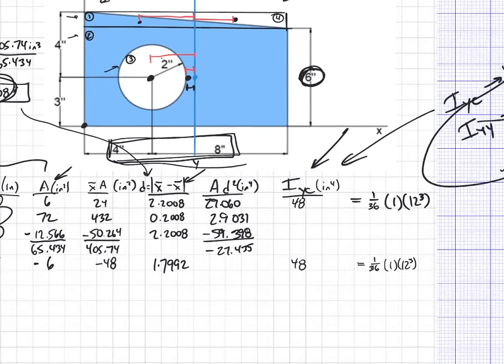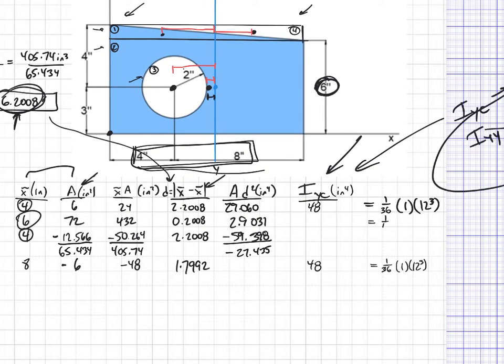Okay, for the rectangle, it's going to be 1/12 the base, which is going to be 6, times the height, which is going to be 12 cubed. If you do that math, it's 864, and this one's negative. And then for the circle, if you look it up, it's pi r to the 4th over 4. If r is 2, then you end up with a familiar number. It just kind of works out that way. That's just a coincidence in this case.